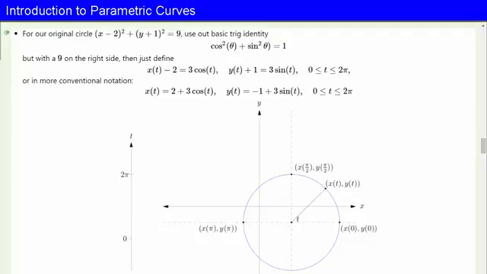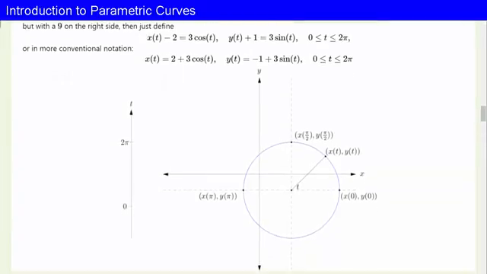But let me help. If you want to use our basic trig identity, cos squared plus sine squared equals 1, but with a 9 on the right-hand side, then just define x of t minus 2 to be 3 cos t, and y of t plus 1 to be 3 sine t, and let t range from 0 to 2 pi. Or in more conventional notation, x of t is 2 plus 3 cos t, y of t is minus 1 plus 3 sine t. As the picture shows, this parametric representation will generate our circle.